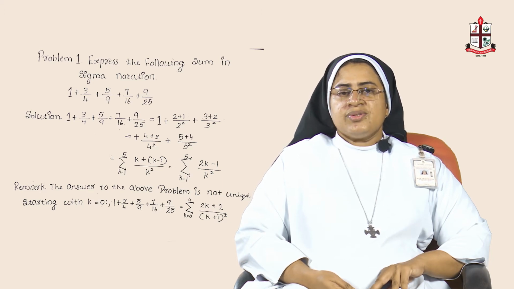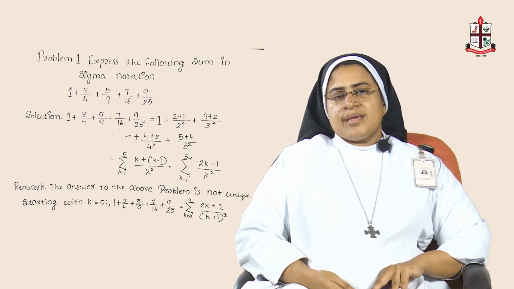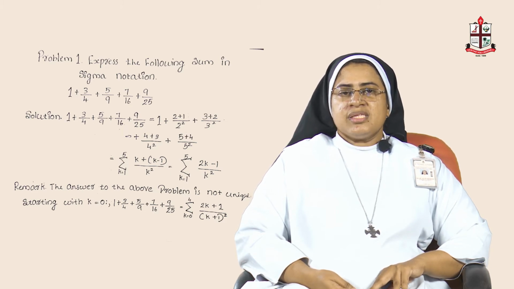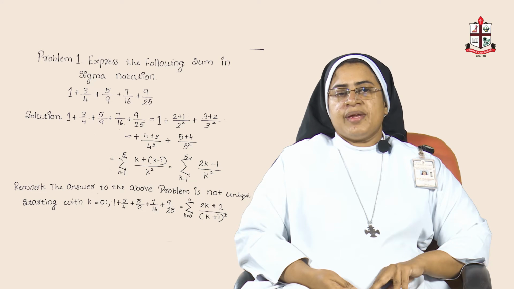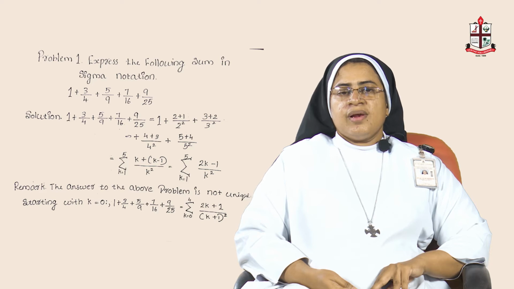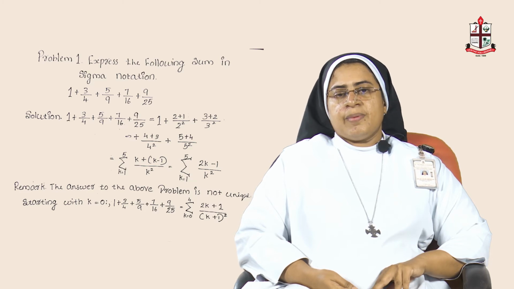So, as a general case you can write this as sigma k equals 1 to 5 of (k plus k minus 1) divided by k square, that is sigma k equals 1 to 5 of (2k minus 1) divided by k square. Now, what you have to understand is the remark that this is not a unique way to write things. You can start the same problem with k equals 0. Then there are 5 terms, so if you start from k equals 0, you write it from k equals 0 to 4 of (2k plus 1) divided by (k plus 1) whole square.